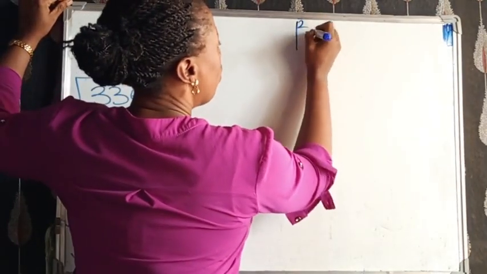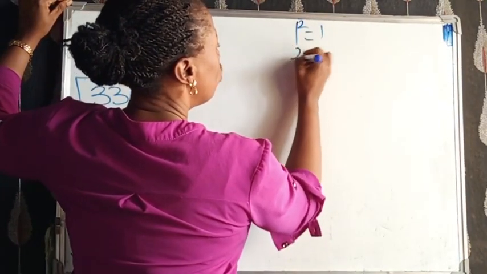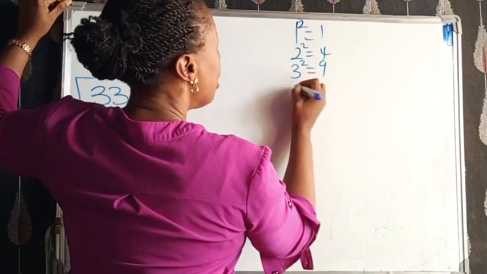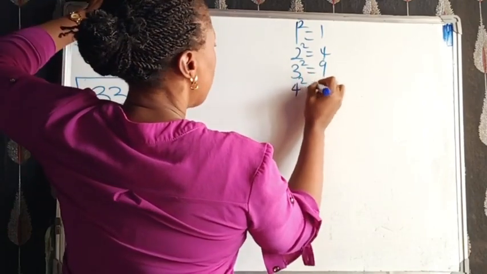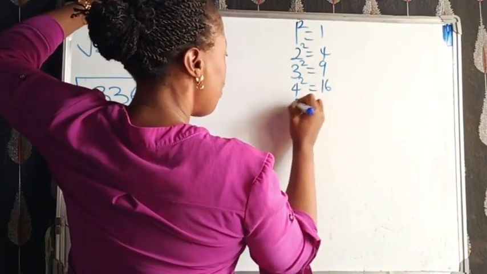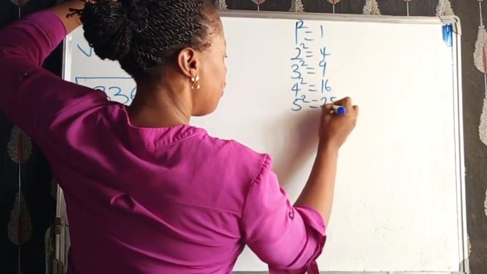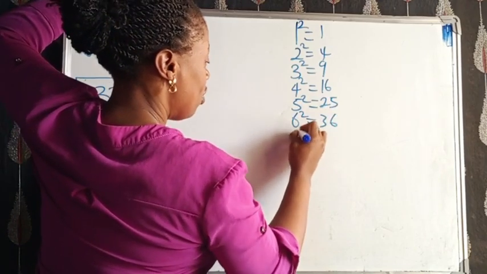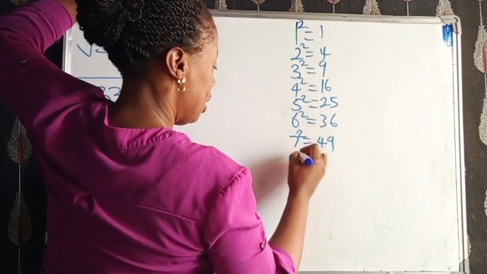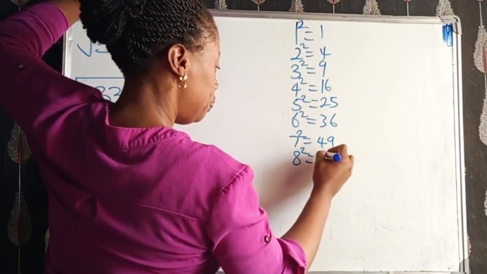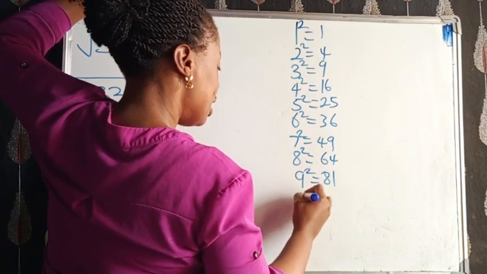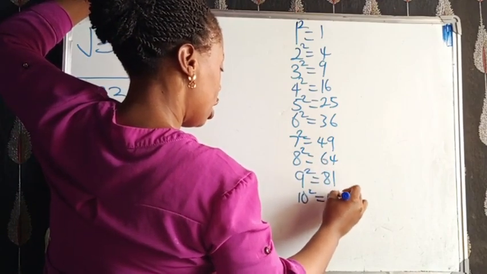1 squared equals 1, 2 squared equals 4, 3 squared equals 9, 4 squared equals 16, 5 squared equals 25, 6 squared equals 36, 7 squared equals 49, 8 squared equals 64, 9 squared equals 81, 10 squared equals 100.